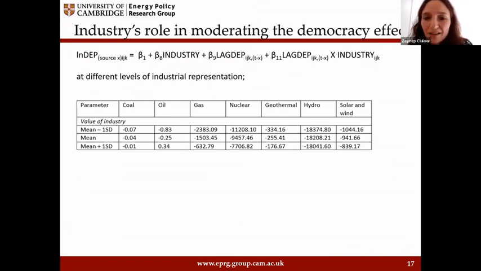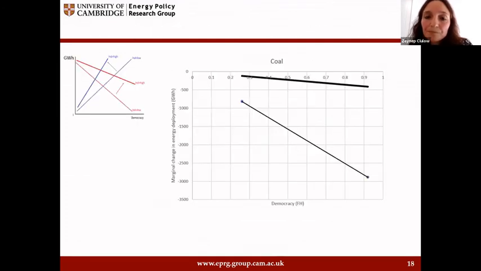And to hopefully give a clearer illustration of this, we can look at some graphs of the relationships shown by the interaction effects for the energy sources, which we're shown to have significant interaction terms. And so we have our theoretical model, the graph on the left there. We can see that the thin lines represent low levels of industrial strength, and the thick lines high levels of industrial energy consumption.